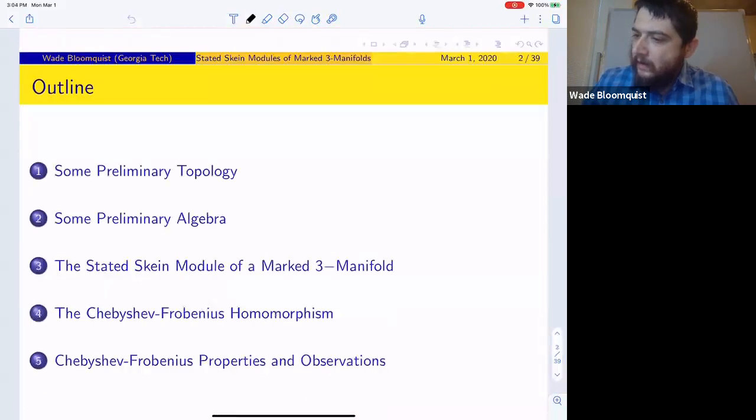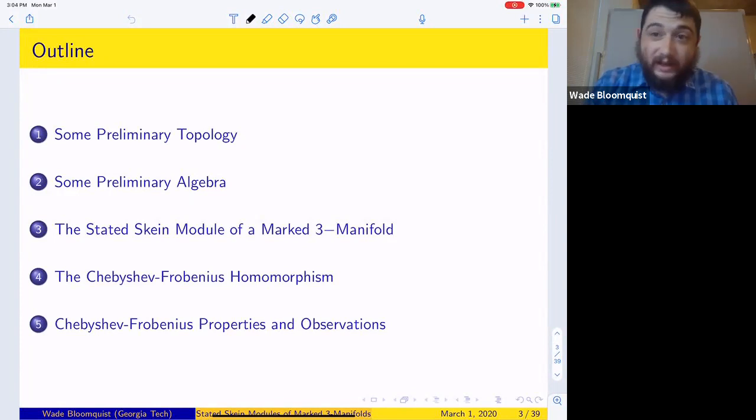So, just as an outline of what we're going to talk about, if we're working between algebra and topology, we should talk about where in topology we'll be working and where in algebra things will be coming from. Then we'll talk about the stated Skein module of a marked three-manifold. That's the very specific tool that we'll be looking at, but also the object we'll be studying. So it's both a tool and an object, going back and forth between those two different viewpoints. And in particular, the Chebyshev-Frobenius homomorphism, which is a fancy name for a very specific map that we'll be focusing on. And we'll want to see some properties or things we can notice, both on the algebra side and on the topology side. So again, the idea that we want to emphasize is going back and forth between algebra and topology, with diagrammatic techniques being that bridge. Okay.